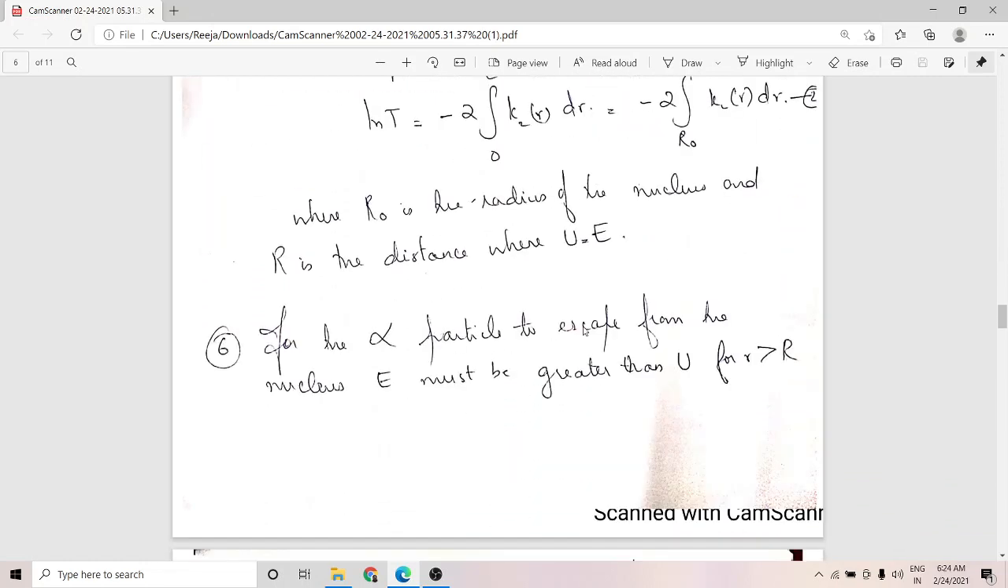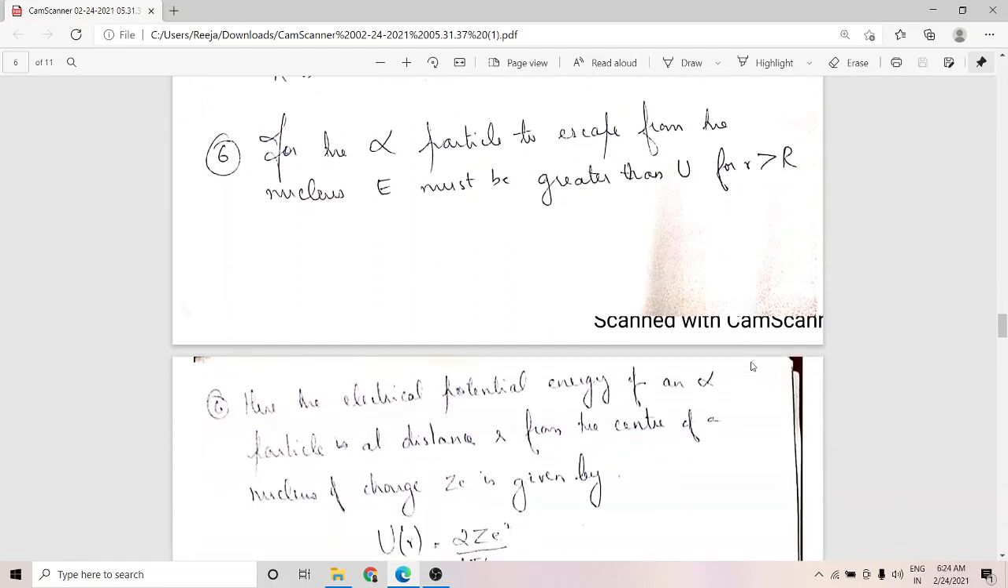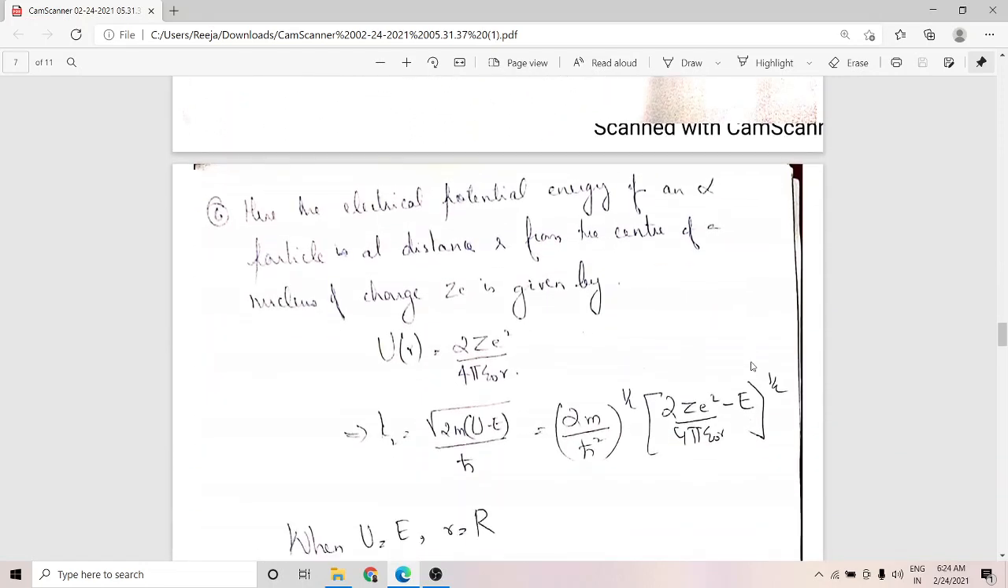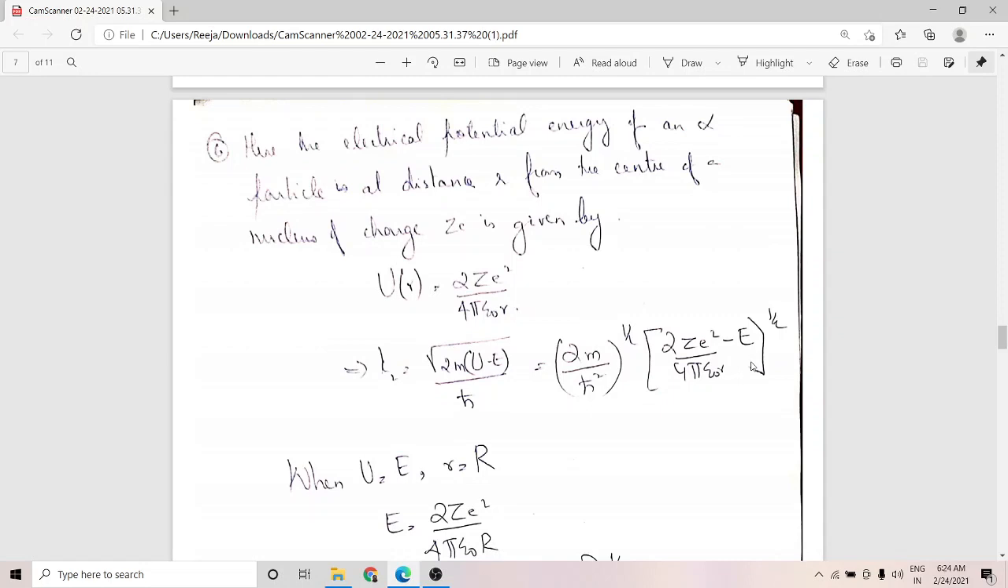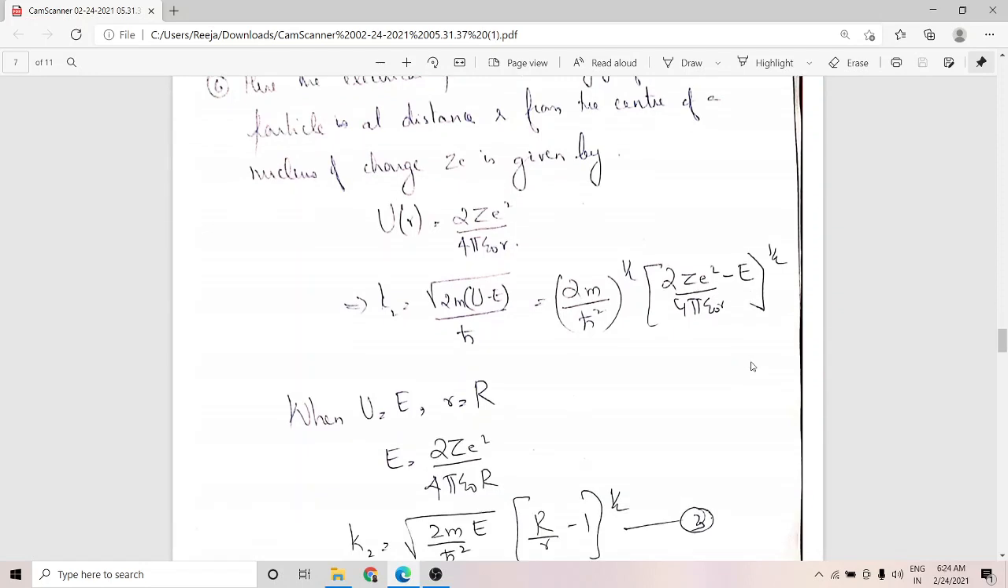Now, for the alpha particle to escape from the nucleus, E must be greater than U for small r greater than R. Here, the electrical potential energy of the alpha particle at a distance small r from the center is given by U is equal to 1 by 4 pi epsilon 0. You know the potential energy between two charged bodies is given by 1 by 4 pi epsilon 0 q1 q2 by r.